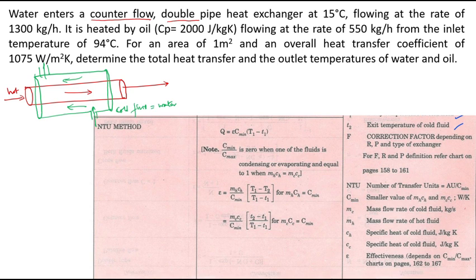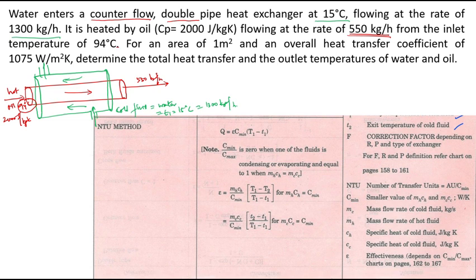The water entry temperature, small t1, is 15 degrees Celsius, flowing at a rate of 1300 kilogram per hour. It is heated by oil. Please note that it is heated by oil, so the hot fluid is nothing but oil. It has a specific heat of 2000 joule per kilogram Kelvin, at a mass flow rate of 550 kilogram per hour, at an inlet temperature of 94 degrees Celsius. This is the given data.